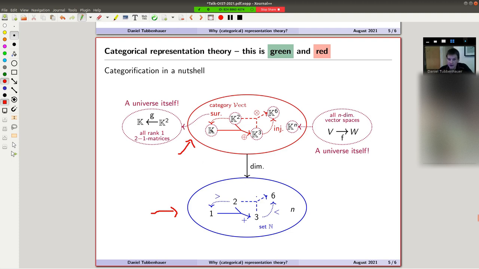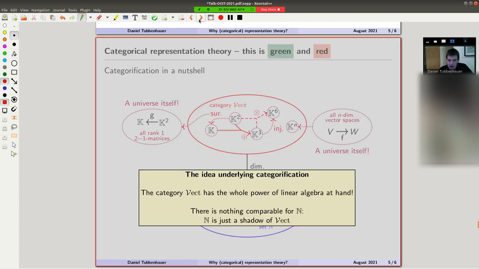Seems to be a reasonable idea. And that's the whole idea, right? So vector space, the bubble at the top, for example, has the whole power of linear algebra at hand, while there's absolutely nothing comparable for my counting numbers. The counting numbers are really just a shadow of vector spaces. And that's the underlying idea of categorification.